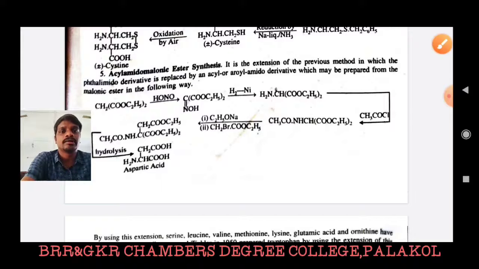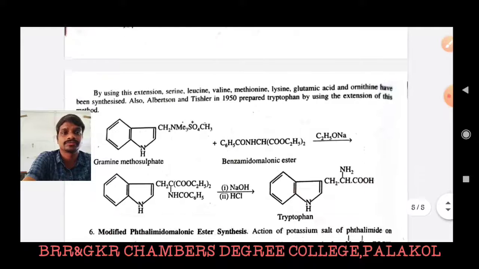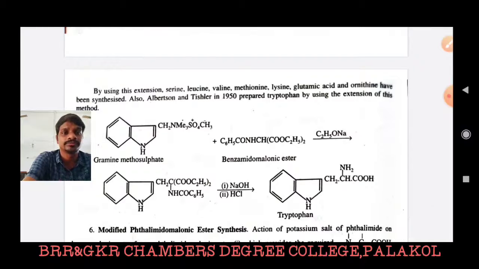So this is the fifth method for the preparation of alpha amino acid, students. By using this method we can prepare different amino acids. By using this method we can prepare serine, leucine, valine, methionine, lysine, glutamic acid and alanine.